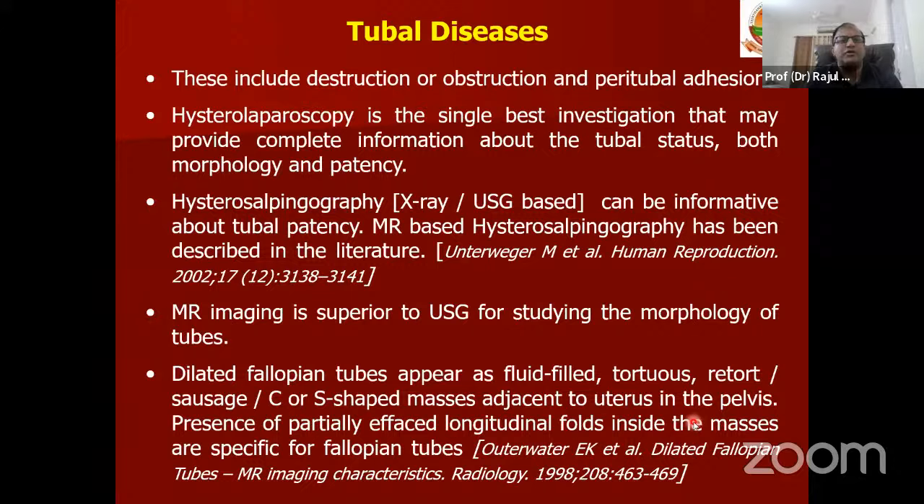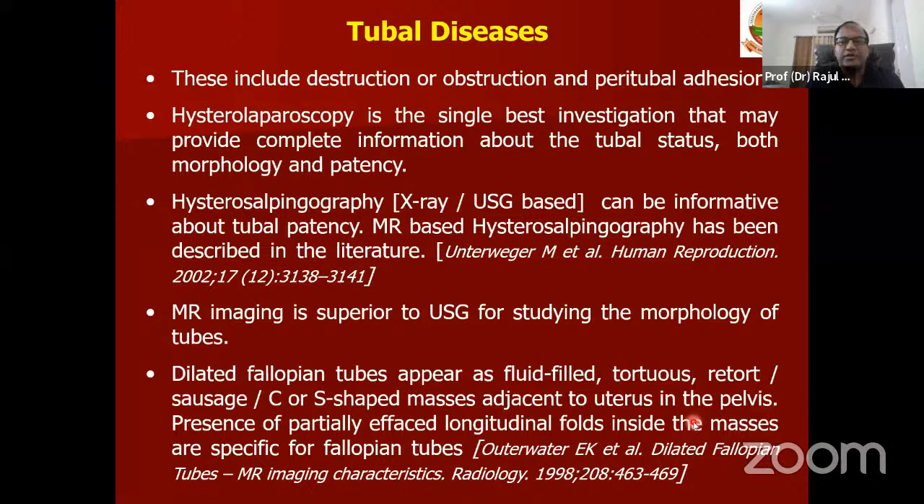Then coming on to the tubal diseases, the tubes can be destroyed or obstructed, or they can have peritubal adhesions. Hysterolaparoscopy is the single best investigation that may provide complete information about the tubal status, both the morphology and the patency. Hysterosalpingography, which may be X-ray or ultrasound based, can be informative about the tubal patency. MR-based hysterosalpingography was described in the literature around 2 decades back, but it has not become popular because of its cost and a lot of other problems associated with it.